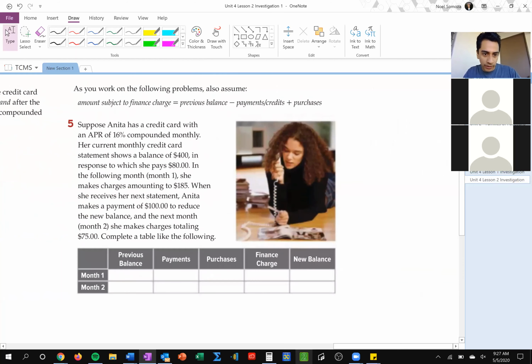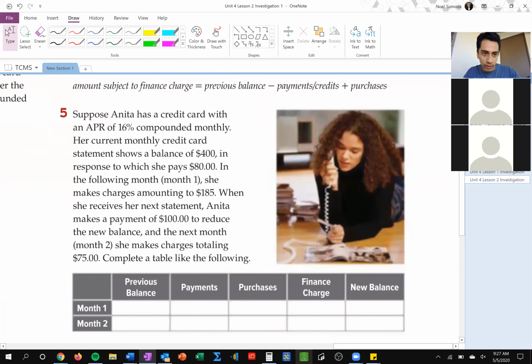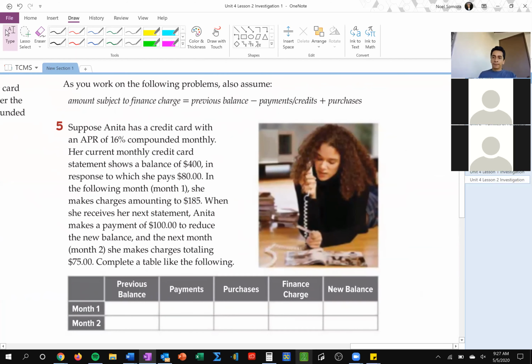Okay, so number 5 is kind of a scenario in which you're going to try to find out if I make the following payments, but I also make purchases, how much do I owe? How much interest do I have to pay on this stuff? So that's what we're going to do for number 5. It's a little more applicable.